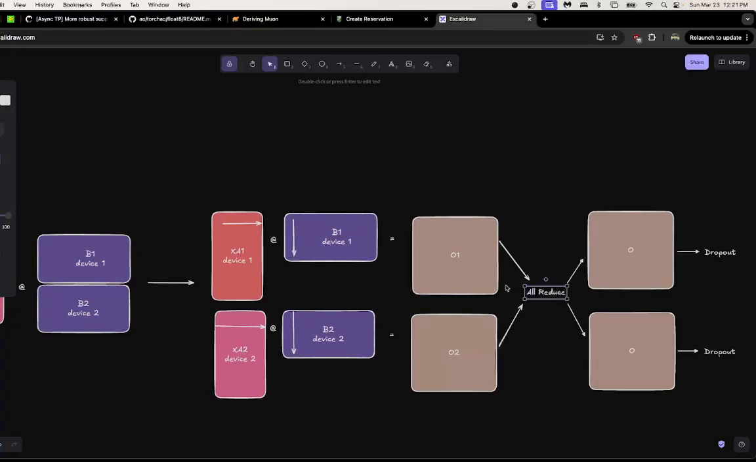The all-reduce. We have to all-reduce in the original vanilla TP as described in Megatron. We all-reduce, and now we go through dropout. The dropout computation is replicated on each device. There's no partitioning here. And this is what is going to change in this paper. So let's go back to the paper.